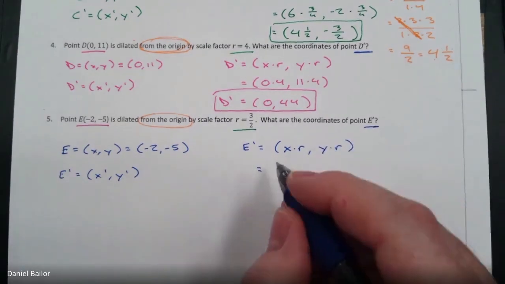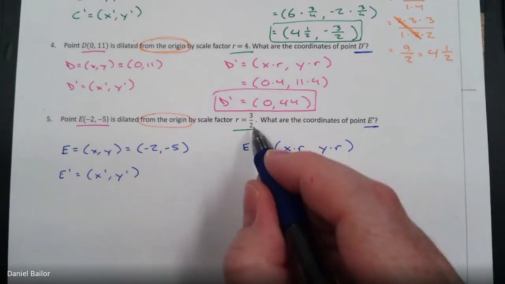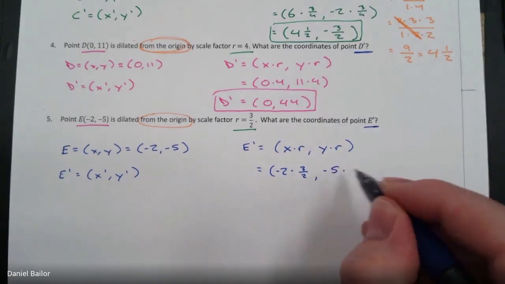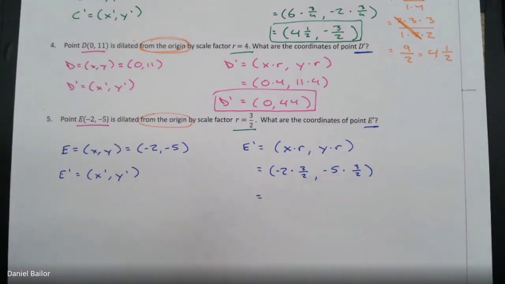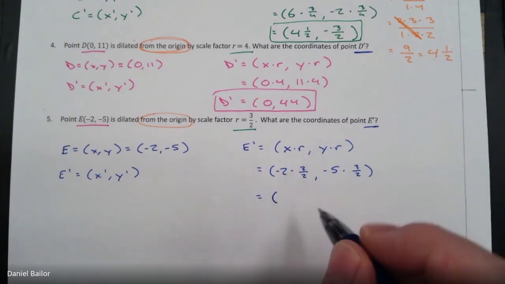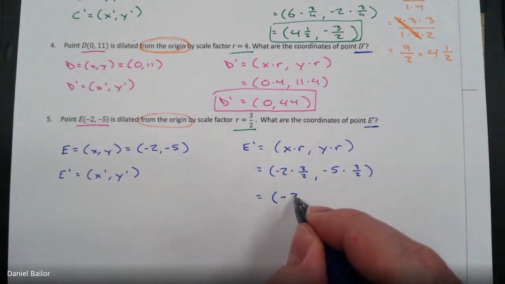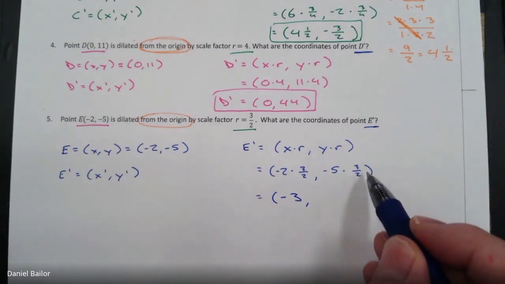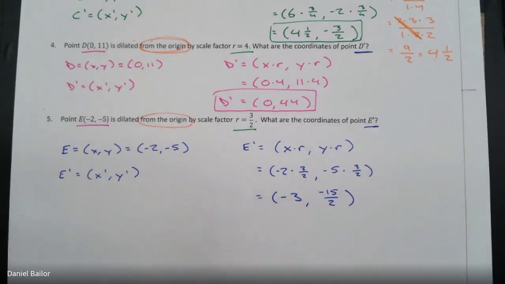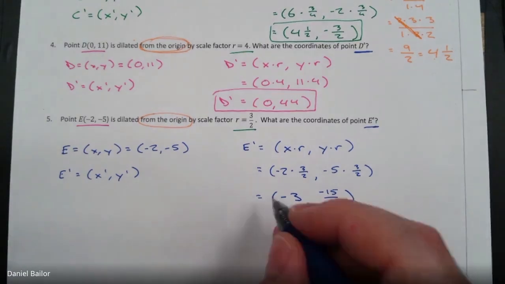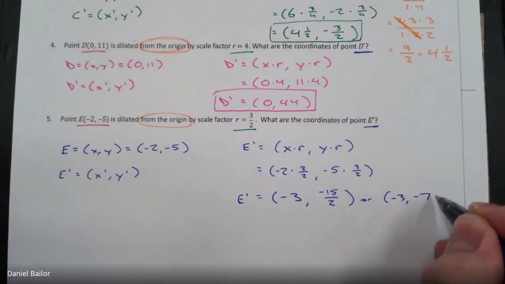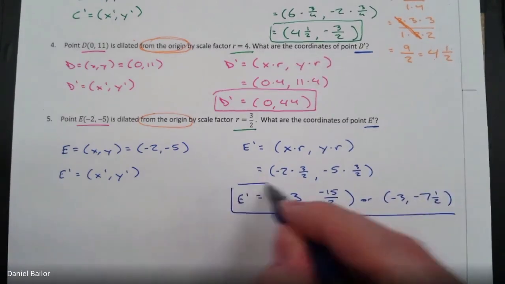Now you put in the stuff you know. X is -2, r is 3/2. Y is -5, r is still 3/2. Now we need to multiply, and this is fractions, so you're going to need to multiply fractions. -2 times 3/2 turns into -3. -5 times 3/2 is -15/2. You can also say it is -7.5 if you want. So you can write it like that, or you can say -3, -7.5. Both of those are correct.